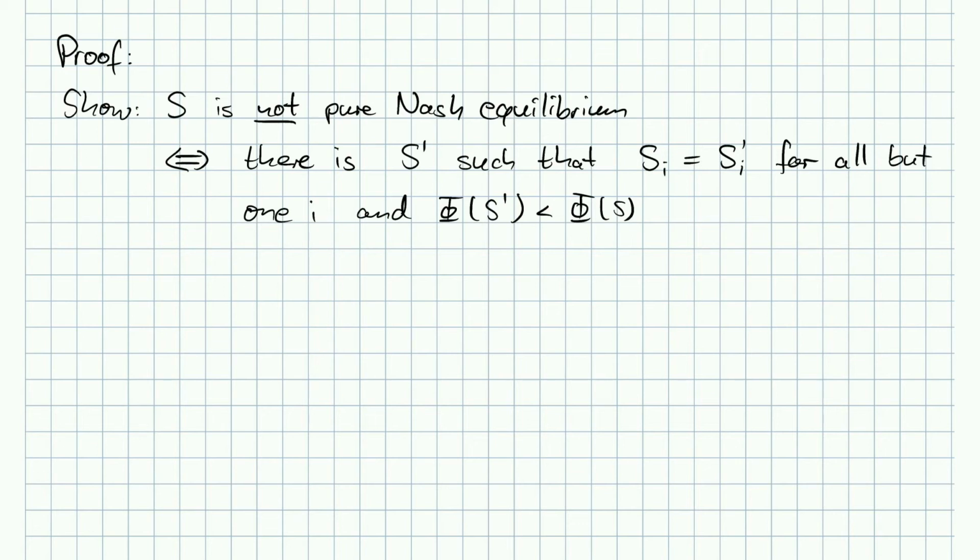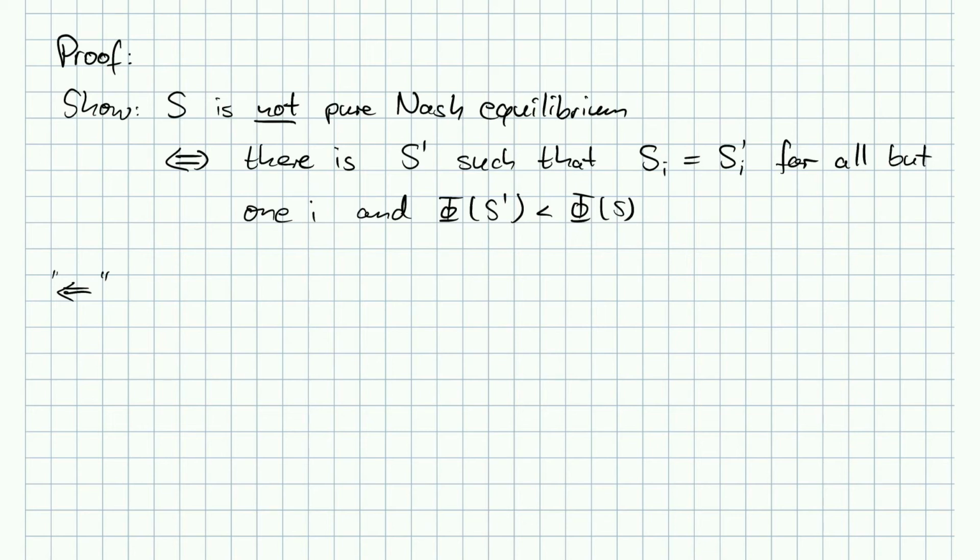So let's prove this. We'll have to show two directions. We'll start with the direction that if this condition is fulfilled, then we don't have a pure Nash equilibrium, and that's rather straightforward. Actually, both directions are rather straightforward if you understood what we did last time.